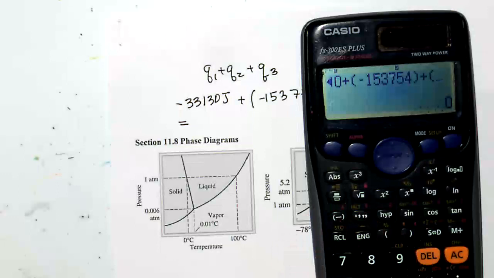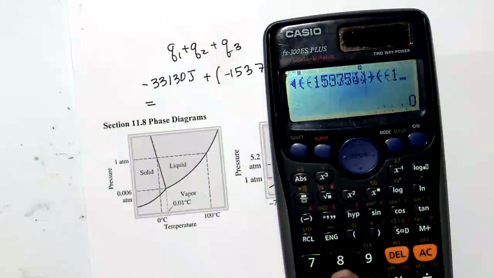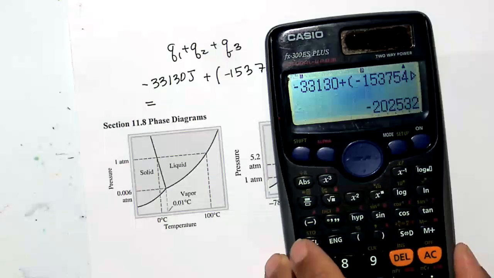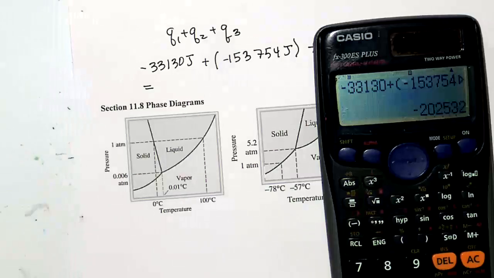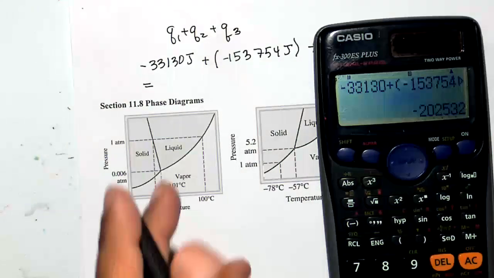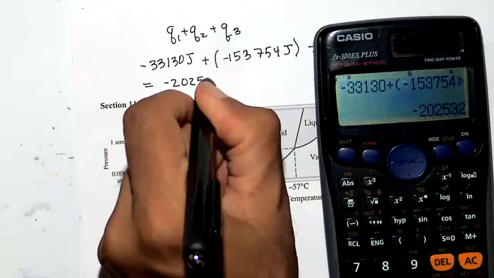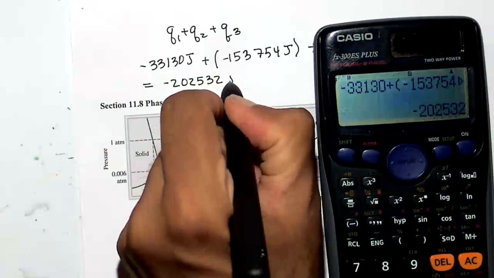Finding a hard time doing this. Minus 15,648. What did you guys get? Something related to minus 202,000? Yeah, that's right. All I need is one person, and that gives me the confidence that I did the calculator right. 202,542, I think that's fine. That's good enough.